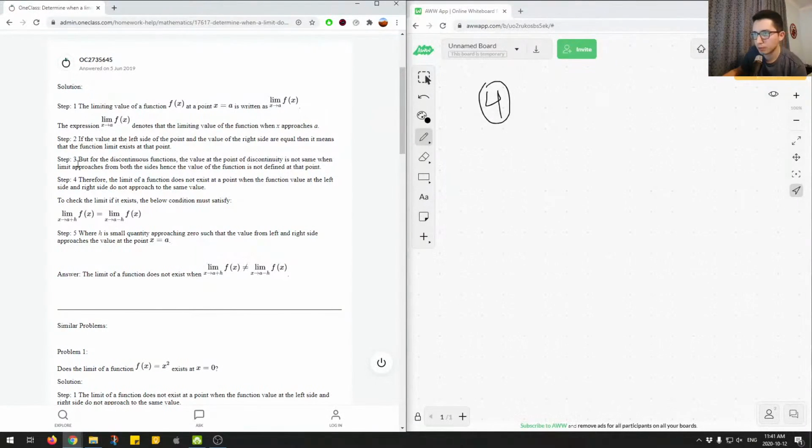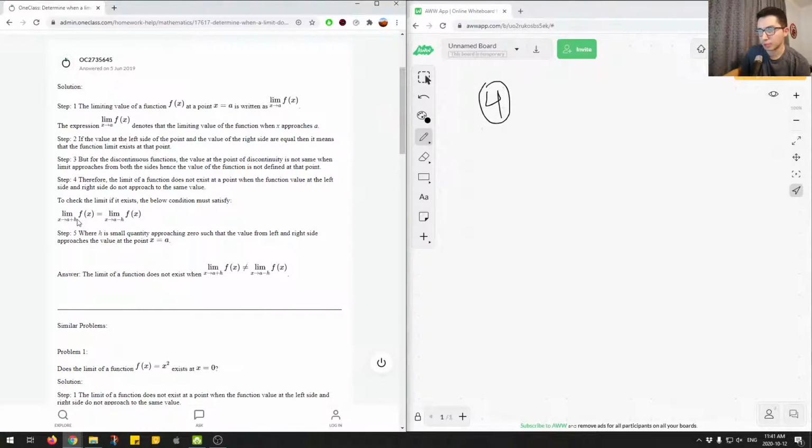This is also true, but for a discontinuous function, the value at the point of discontinuity is not the same when the limit approaches from both sides, hence the value of the function is not defined at that point. Therefore, the limit of the function does not exist at a point when the function values on the left and right side do not approach the same value. So this has to apply over here, this equation.